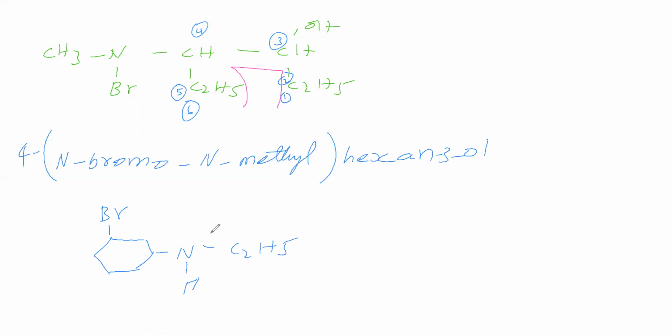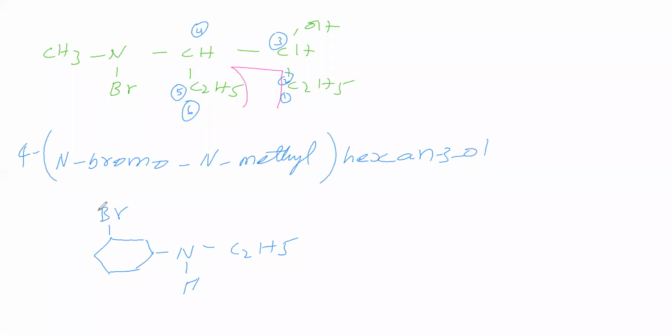NHC2H5. Here, what are the functional groups? One is this secondary amine, another one is bromine. The secondary amine gets higher priority, therefore it comes as the secondary suffix. Okay, so now we will say the name of this one.